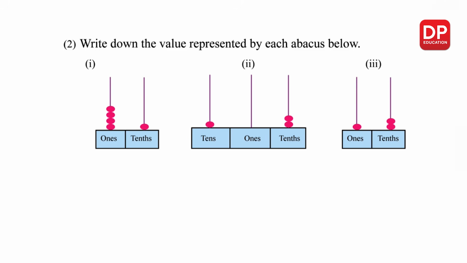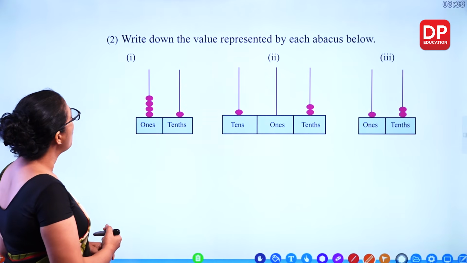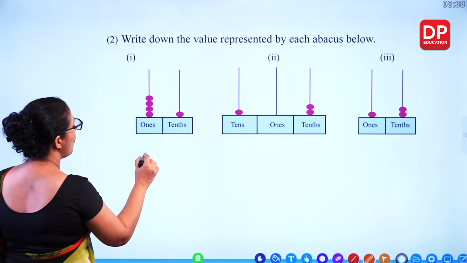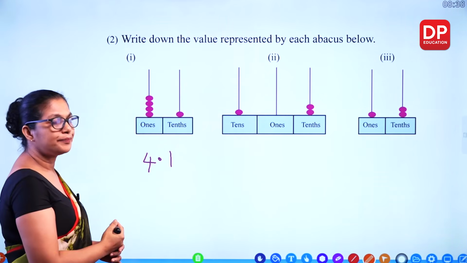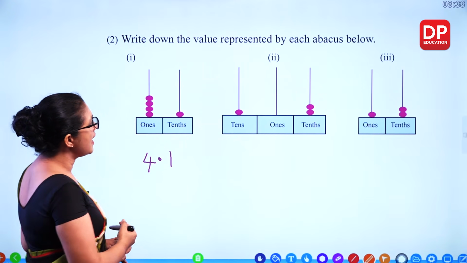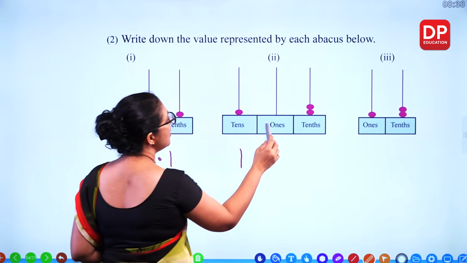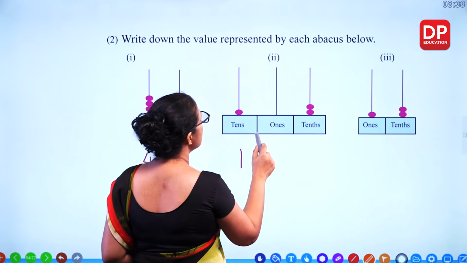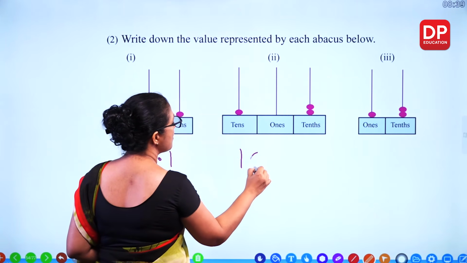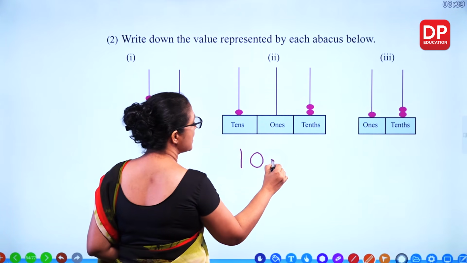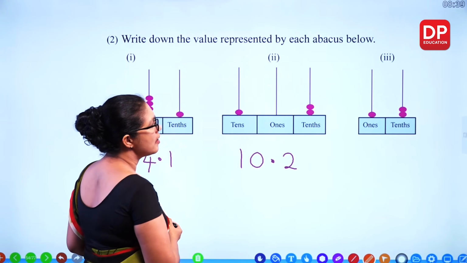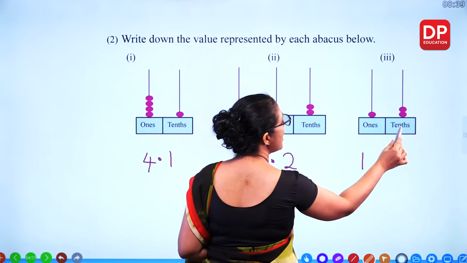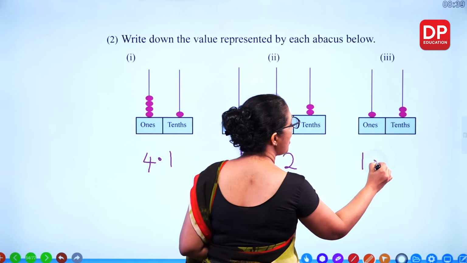Write down the value represented by each abacus below. Ones 4 and tens 1. So 4.1. This one tens 1 there, and here nothing in ones place, so that means 0, and tens place 2. 10.2. This one, ones place 1 and tens place 2. So 1.2.